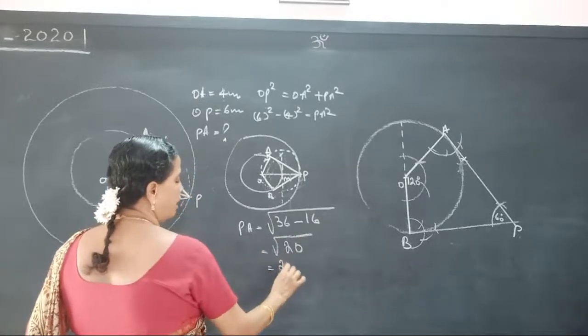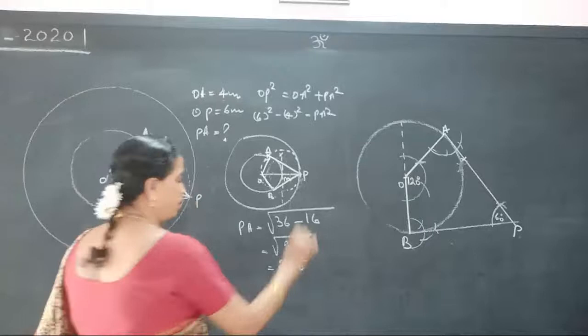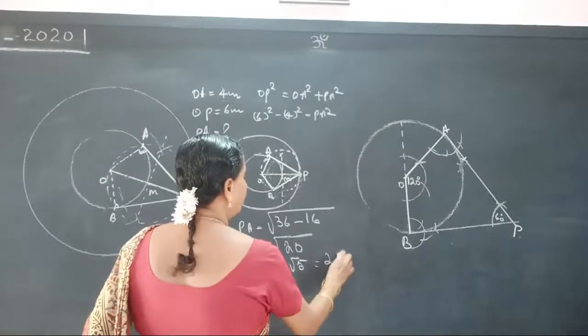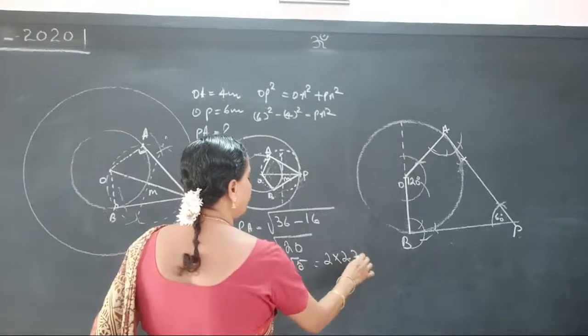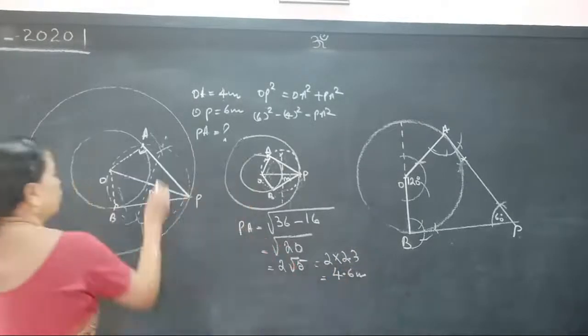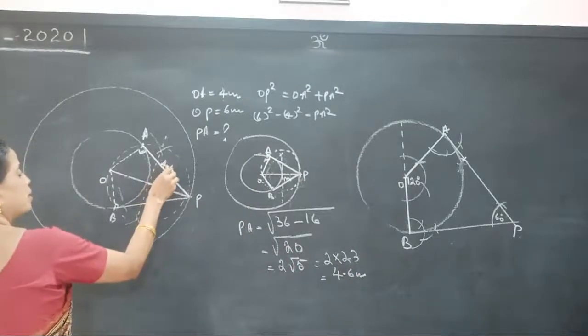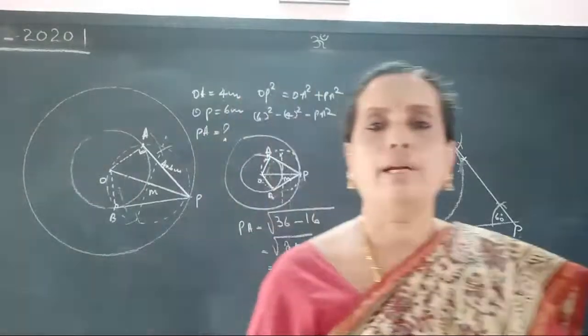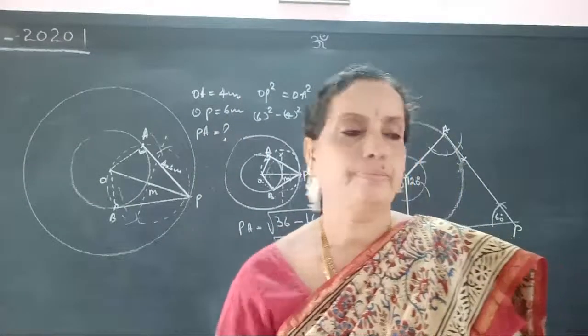4 5s are 20, it is 2 root 5. Where root 5 has the value 2.3, so 2 into 2.3. So the measurement of the tangent should be 4.6. Check whether you will get 4.6 for the length of the tangent. Check it.